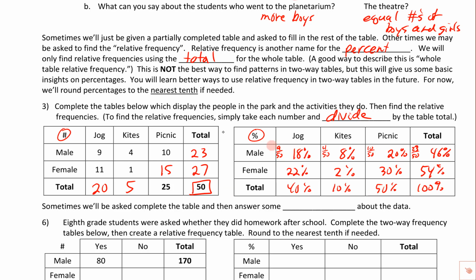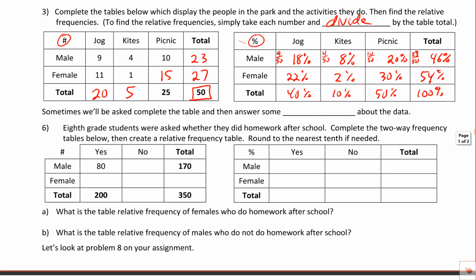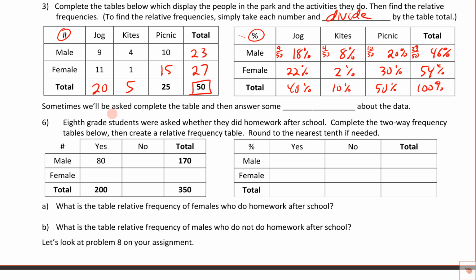All right. Now, this is just coming up with the frequency table, and then coming up with the relative frequency table. The percents here, and just the raw numbers over here. Sometimes we're going to be asked to complete a table and then answer some questions about the data, so make some interpretations here. So let's take a look. Again, from your assignment, 8th grade students were asked whether they did homework after school. Complete the two-way frequency tables below, then create a relative frequency table, rounding to the nearest tenth. So again, we're going to go to the nearest tenth, and I think some interesting things happen right here. So let's take a look at what we can fill in.